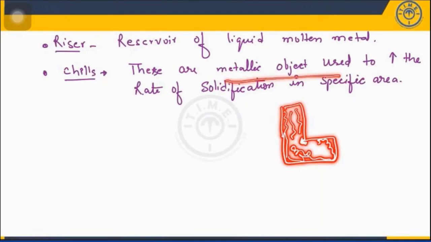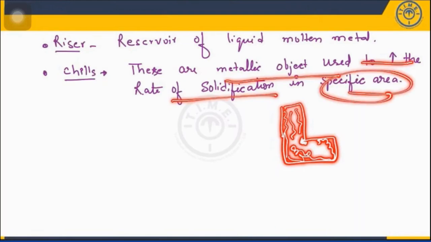Chills are nothing but metallic objects which are used to increase the rate of solidification in some particular area. Same thing, sometimes you will also use padding, which is called exothermic padding.